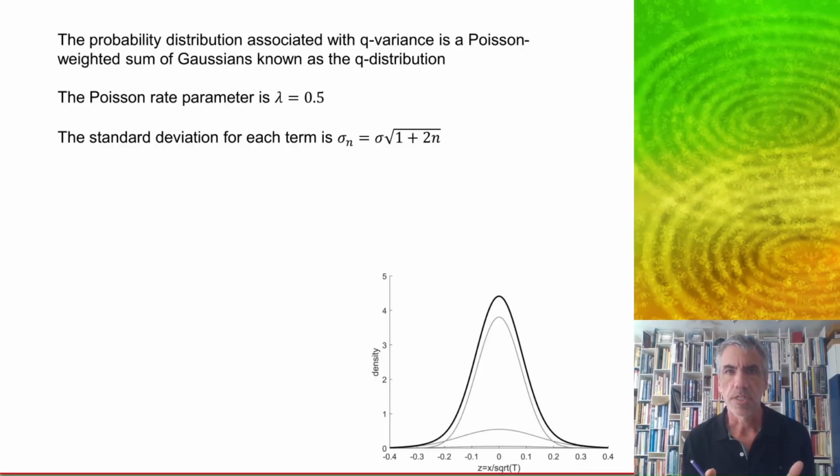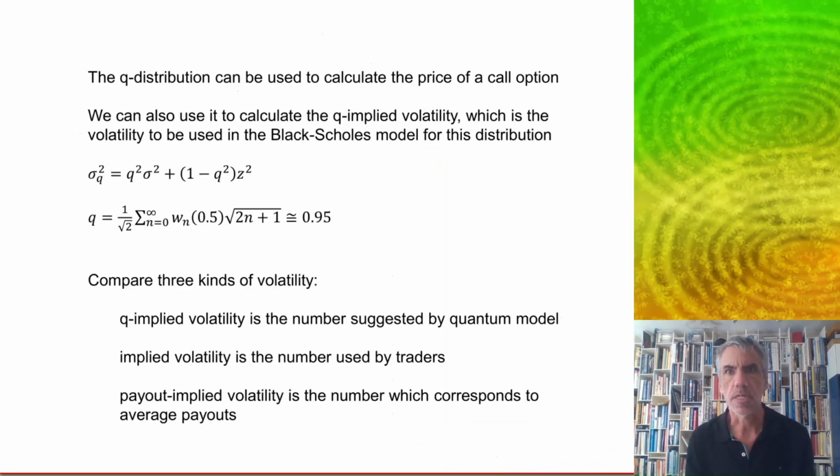And the probability distribution associated with q-variance is a Poisson-weighted sum of Gaussians known as the q-distribution. The Poisson rate parameter is lambda equals 0.5, and the standard deviation for each term is given by this expression, and the distribution looks like this. So it's a bit more peaked, and it has fatter tails than a normal distribution. And there are a couple of different ways of showing that, as we discussed.